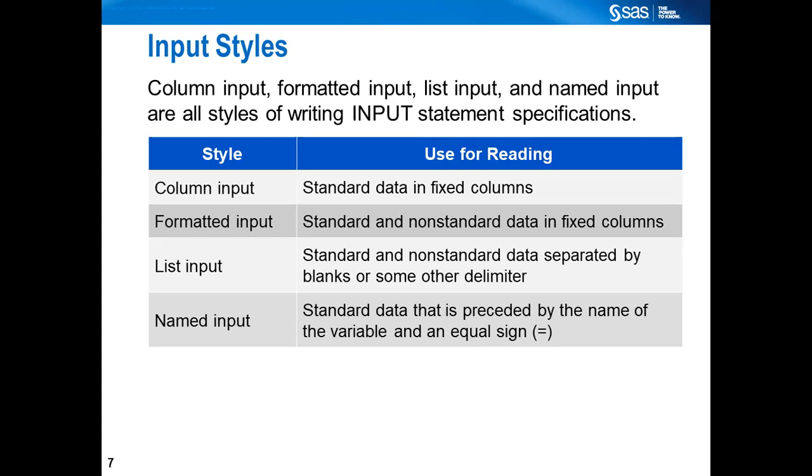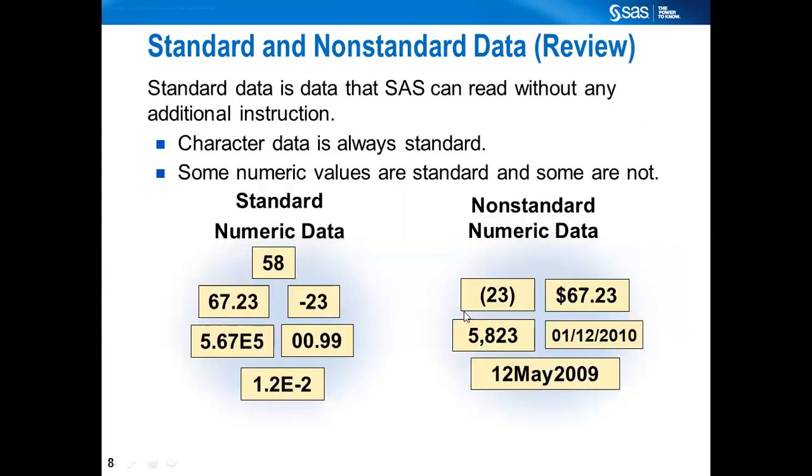So in our example, standard data was the customer ID or the simple customer type, correct? Those are simple values which SAS can read without any special instructions. But the date and percent columns were the columns where we need to give instructions to SAS on how to read the data. Hence those values are termed non-standard data. All right. So standard data is data that SAS can read without any additional instruction. For example, character data is always standard data.